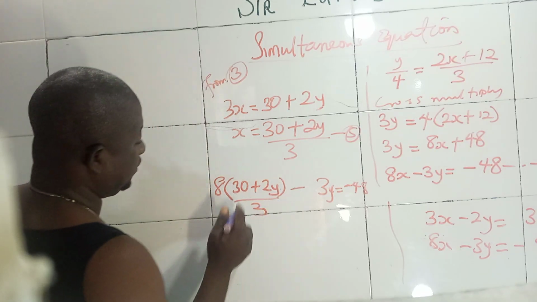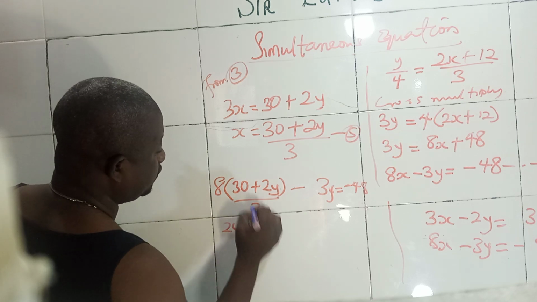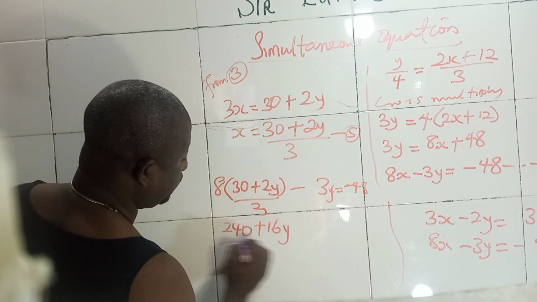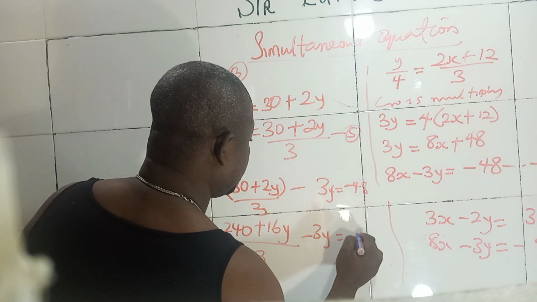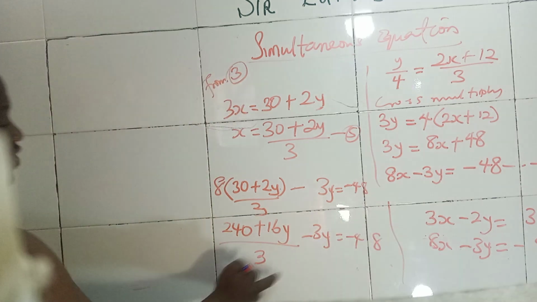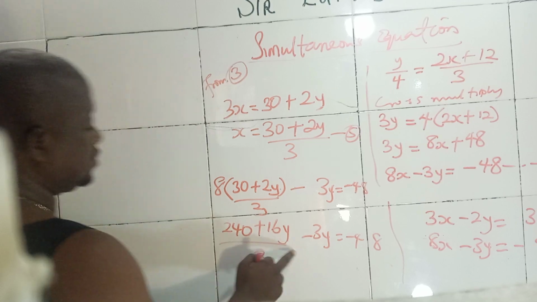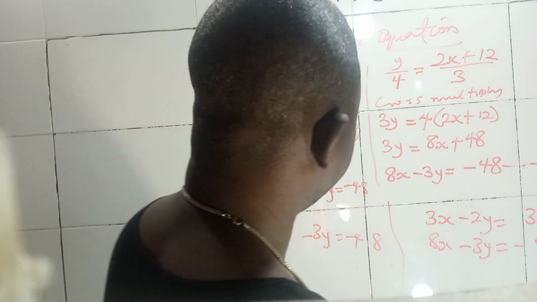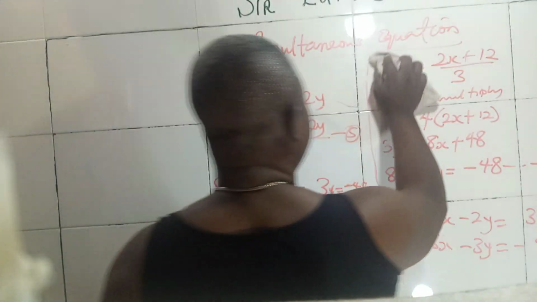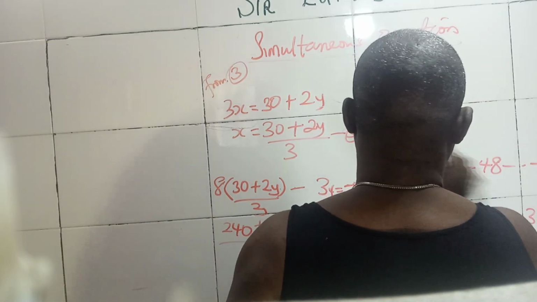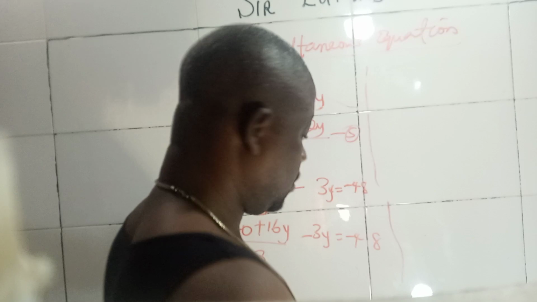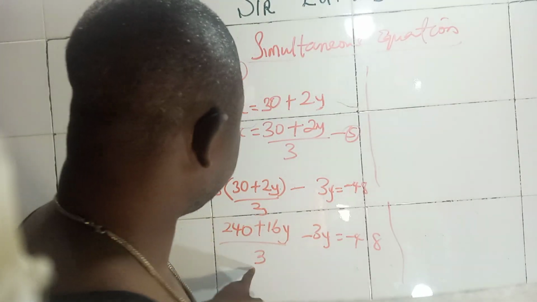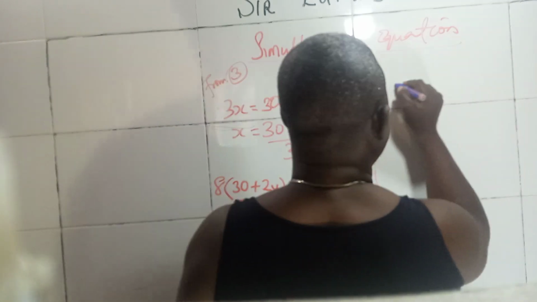Just expand it. So you have 8 times 30, that's 240 plus 16y all over 3 minus 3y is equal to minus 48. By the time you expand this, you find the LCM first. Because of time, I won't be able to finish that one. I want you to try your hands on it. Let it be an exercise for you. Let's go further. So you find the LCM of this.